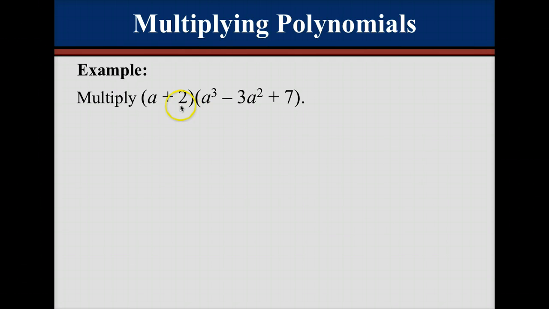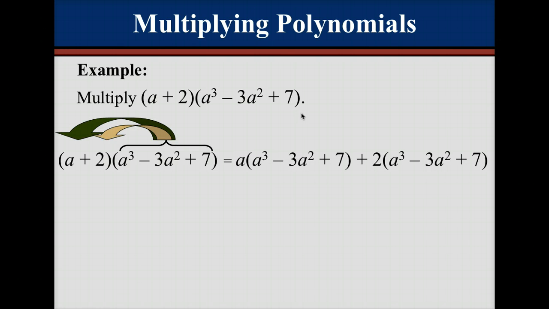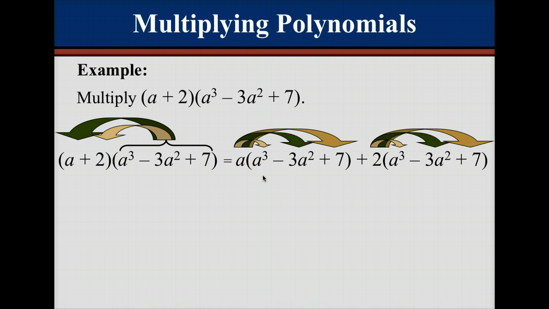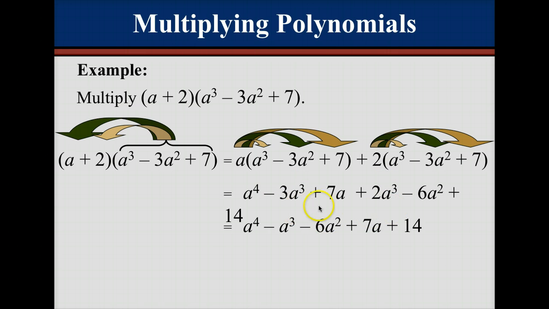Here we have a binomial multiplied by a trinomial. So this a, we're going to multiply by every one of these terms, and this 2, we're going to multiply by every one of these terms. Distribute. And look here, we've got some like terms. A negative 3a cubed plus 2a cubed. So we can combine those. It'd be just a plain old negative a cubed. And then the others have no like terms.